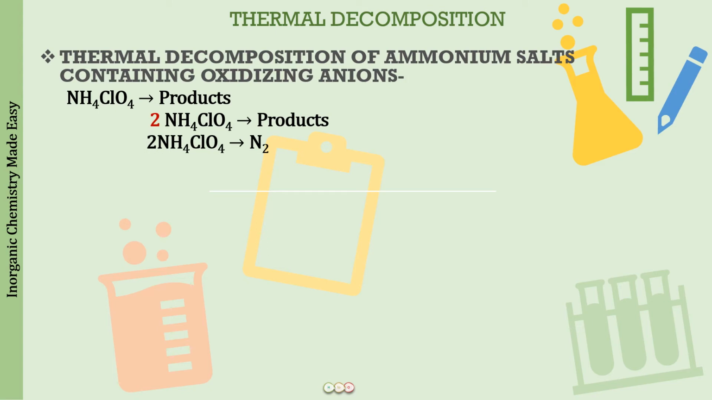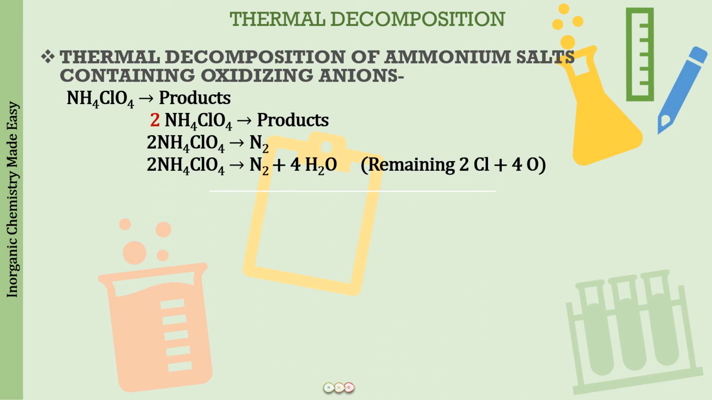Now next step is going to be seeing how many hydrogens are present. So it is going to be 2 into 4, 8 hydrogens. That means 4 water molecules, and remaining what is going to be left is 2 chlorines and 4 oxygens. Now what is going to be the product that is going to be formed? This is different from what you have already learned. What we have learned was we are just going to write this together. And writing this together would mean Cl2O4. But that is not the product formed.